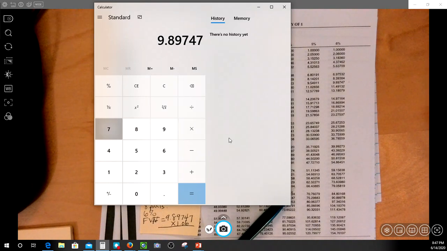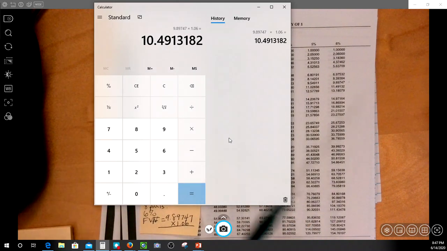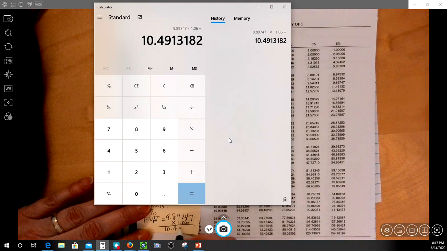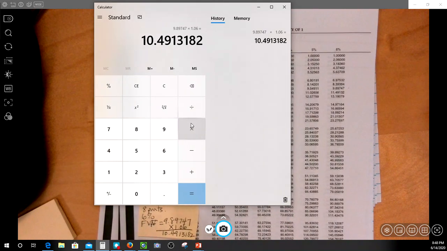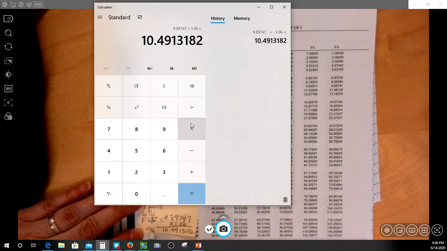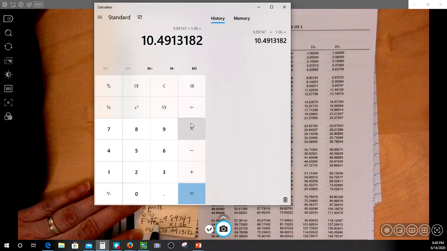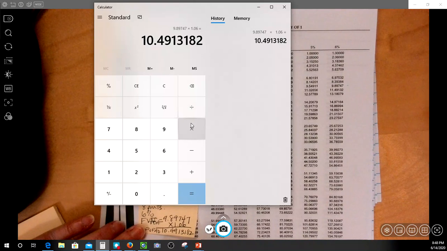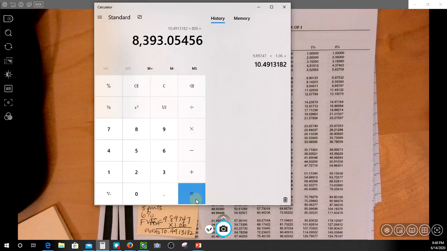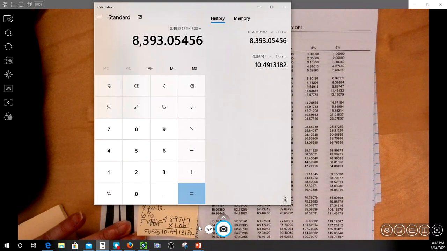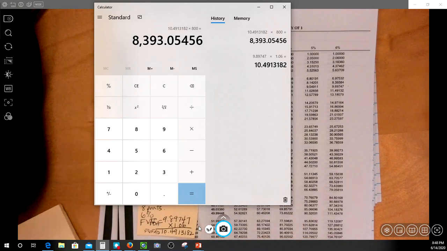So 9.89747 times 1.06 is 10.491318. It's a long factor. That is the factor of an annuity due. This was the ordinary annuity factor. We're going to multiply that times 800 to come up with $8,393.05. That's what he's going to have on his 18th birthday.